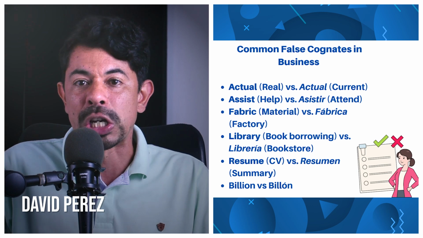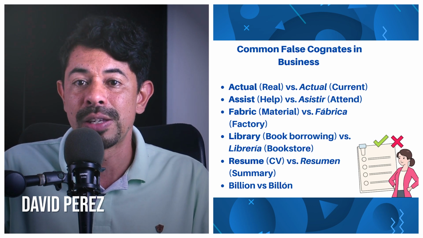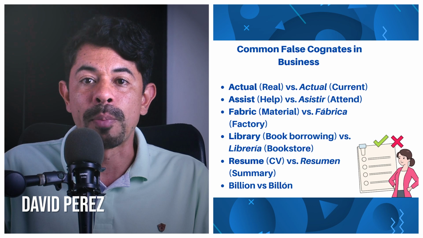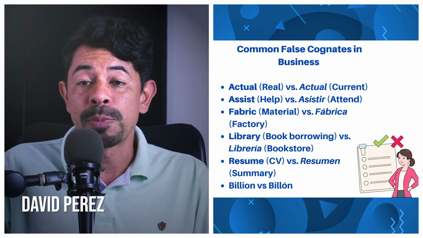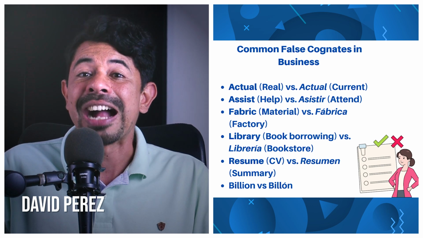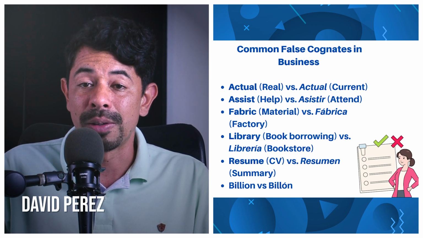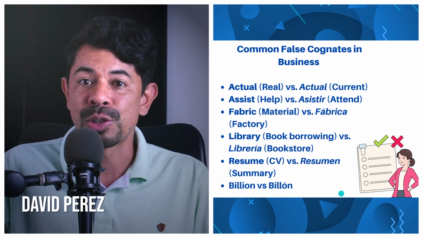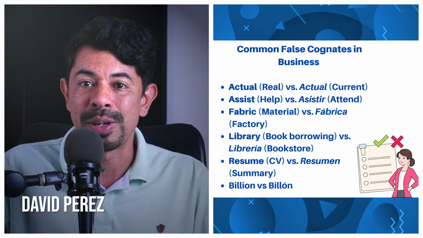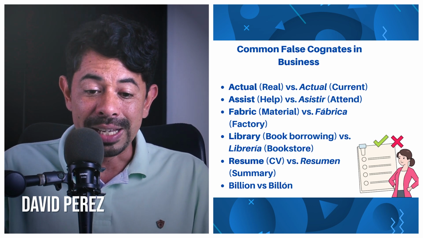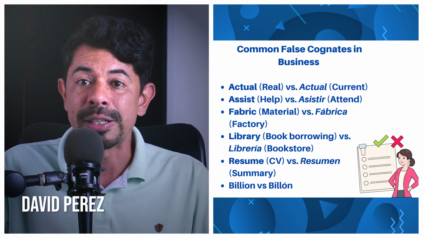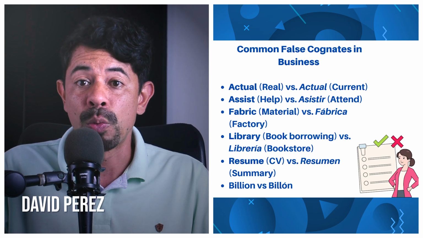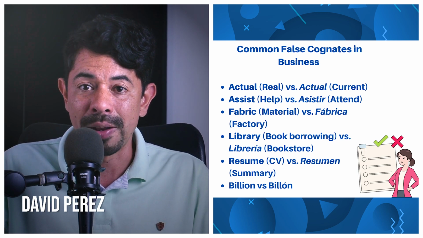If we are speaking about the current president of the United States or the current president of France, yes, a native Spanish speaker might say the actual president or the actual prime minister, yeah, the actual president of the United States or the actual president of France. This is incorrect, yes, because they are thinking about actual, the word in Spanish, not actual, the word in English. So this is a very common one.